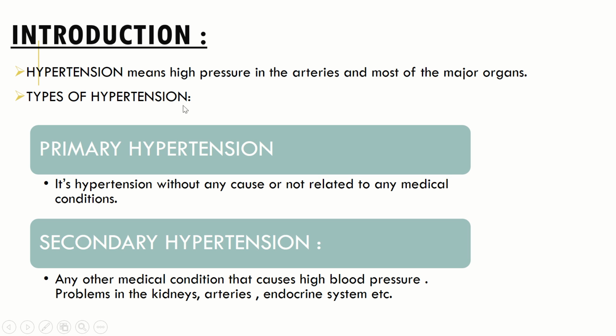Types of hypertension: primary hypertension and secondary hypertension. Primary hypertension is hypertension without any cause or not related to any medical condition. It can happen just like that, without the patient having any prior problem. Secondary hypertension can happen due to any other medical condition that causes high blood pressure, mainly problems in the kidneys, the arteries, and the endocrine system. This is called secondary hypertension.